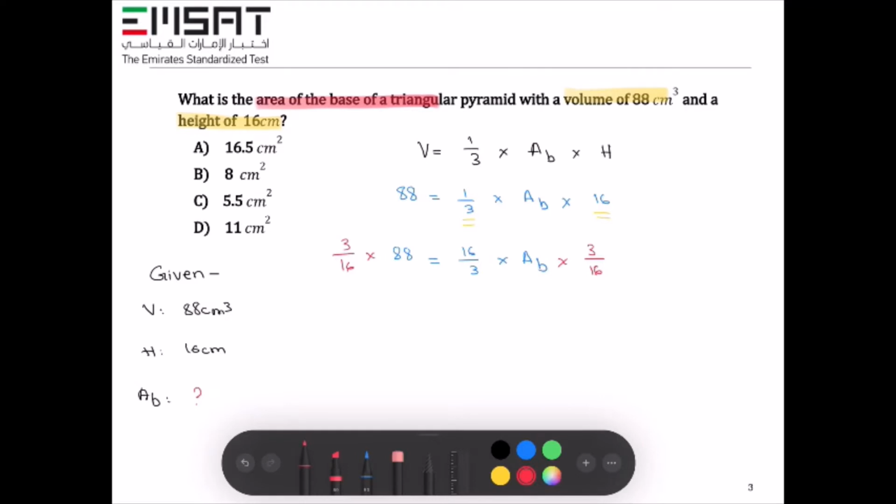Now, 16 and 16 will cancel out, and 3 and 3 will cancel out. We will be left with area of base. So, area of base equals 3 times 88 over 16, which equals 16.5 centimeters squared. The correct option is A, 16.5 centimeters squared.